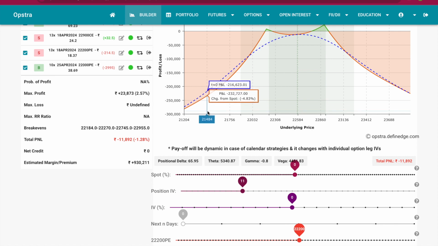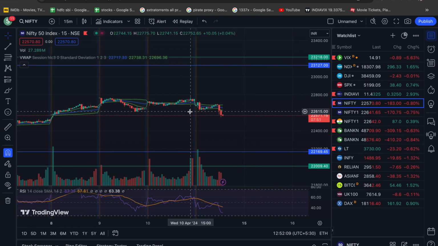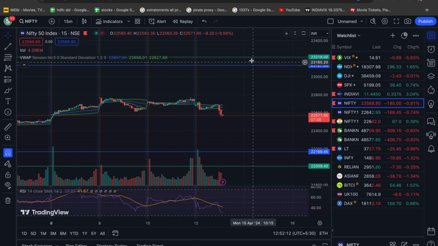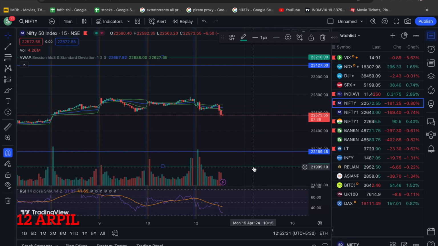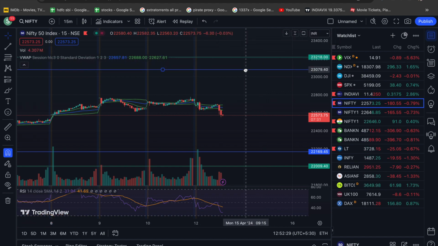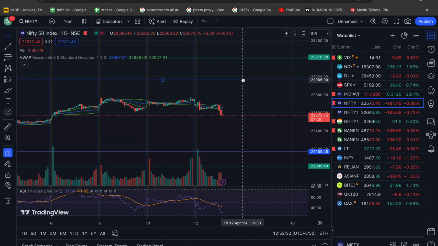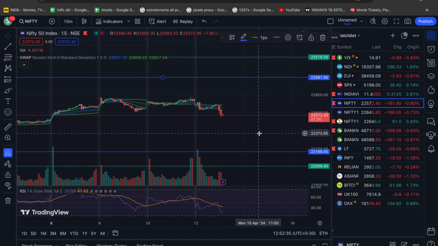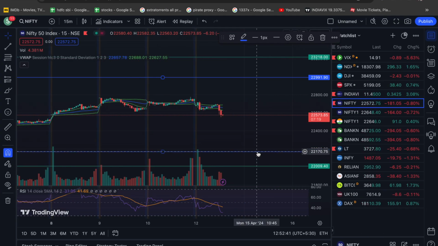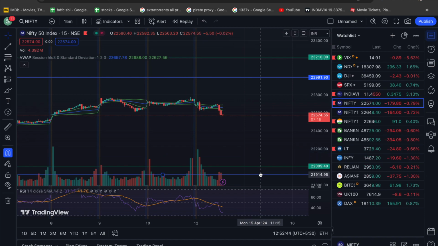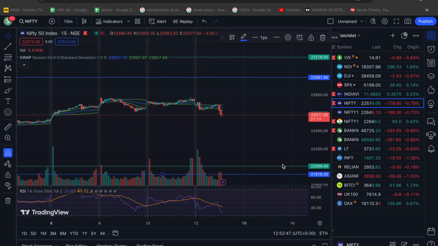So 22,200 and 23,000, whereas the levels 22,000. Let's put this level 22,995. We'll place this here, and we have the 22,184. Okay. Sorry, 22,184.